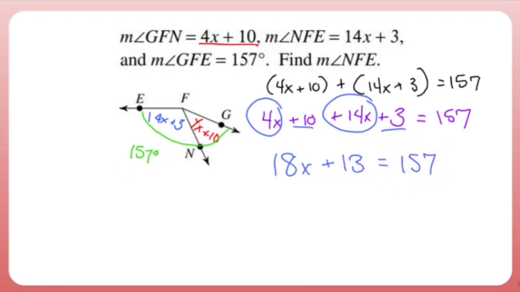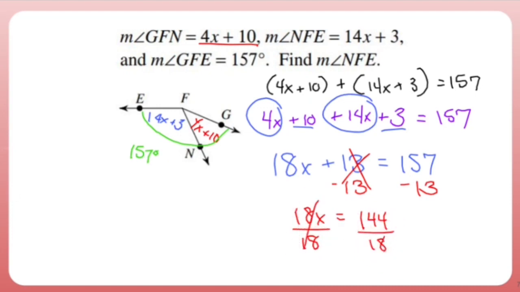Now it's a two-stepper. In order to get x all by itself, we have to get rid of 18, but let's get rid of 13 first by subtracting 13 from both sides, like so. 18x equals 144. Divide both sides by 18. And that's going to end up being 8. Of course, I did that off my head, and I didn't pause the video so I could ask Siri to do it for me. X is 8.